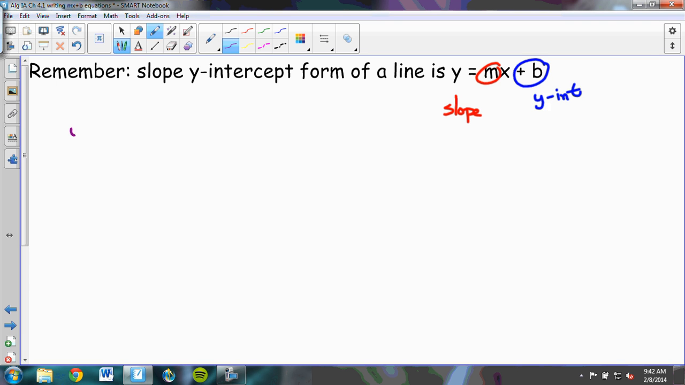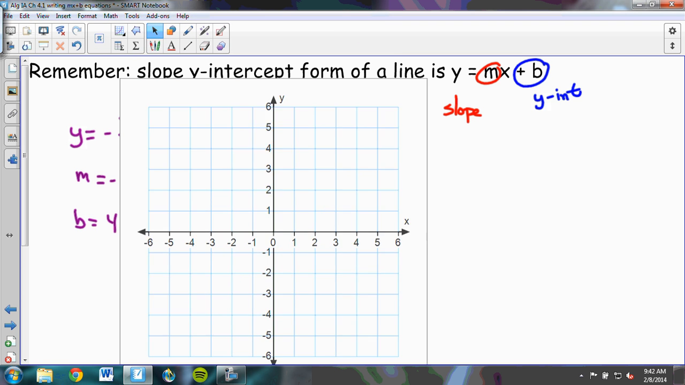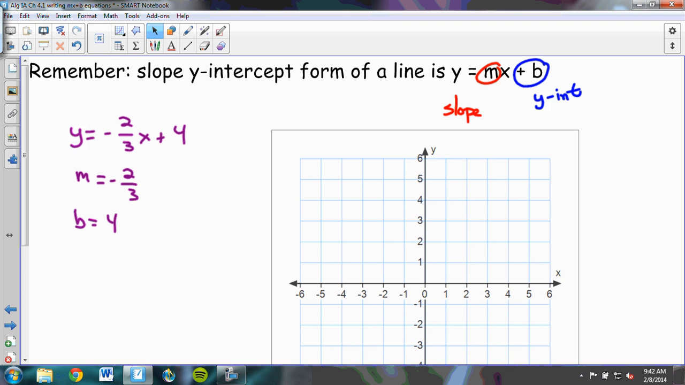For example, if I was supposed to graph a line like this, y equals negative 2/3 x plus 4, well, the m value, the slope, is negative 2/3. The b value is a positive 4. And so to graph that, I would start at my b value of positive 4, right up here. Then from there I do my slope, down 2, right 3, down 2, right 3. And then I'll start going up 2, left 3.